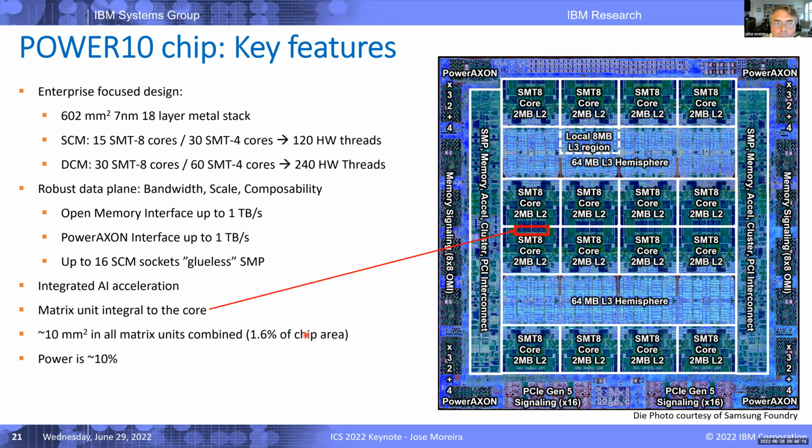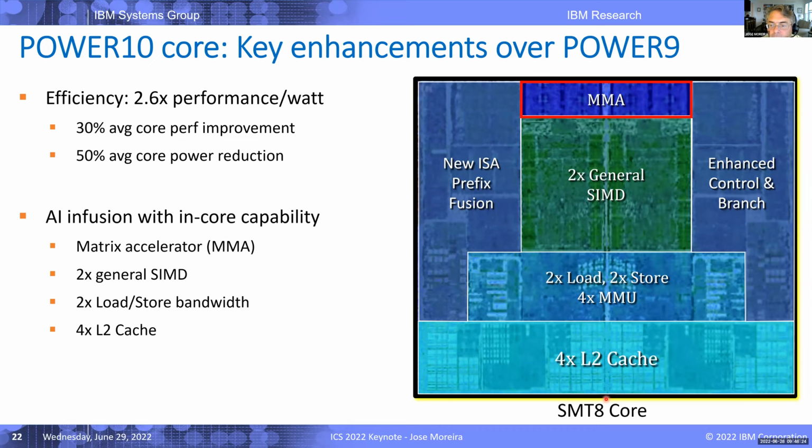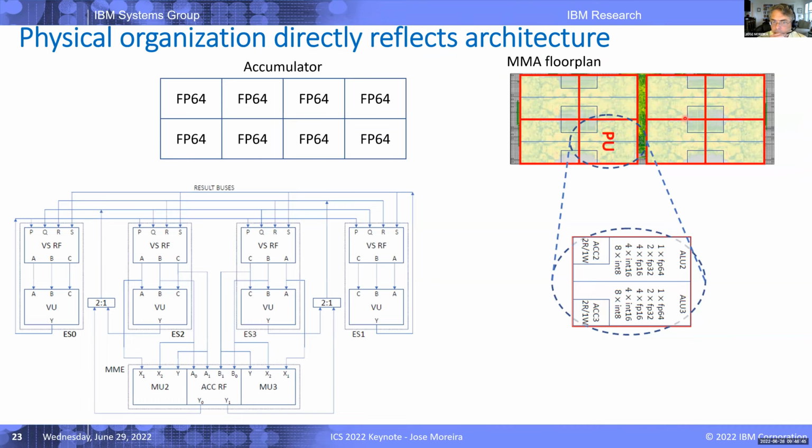So this is a picture of the core itself. Like I said, this is an SMT8 core. You can think of it as, run a line through here, and it's an SMT4 core and another SMT4 core, and the matrix unit right here. So there are 2 units, one unit for the left core and another unit for the right core. And I will show now the organization of one of those 2, a unit that goes with an SMT4 core.